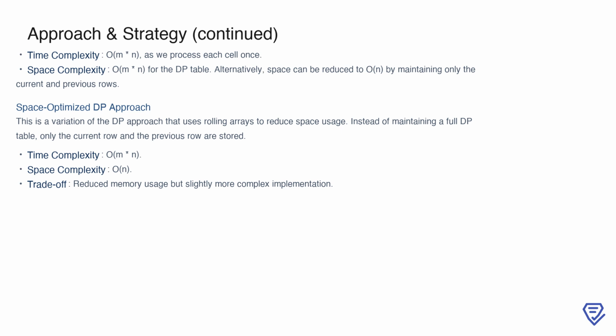To address this, we can use a space-optimized variation that only stores the current and previous rows of the dp table, reducing the space complexity to O(n). This rolling array technique trades off simplicity for efficiency, as it slightly complicates the implementation. While both the standard and space-optimized dp approaches run in O(m*n) time, the latter is particularly useful when memory is a critical constraint, such as in environments with limited resources or very large matrices.